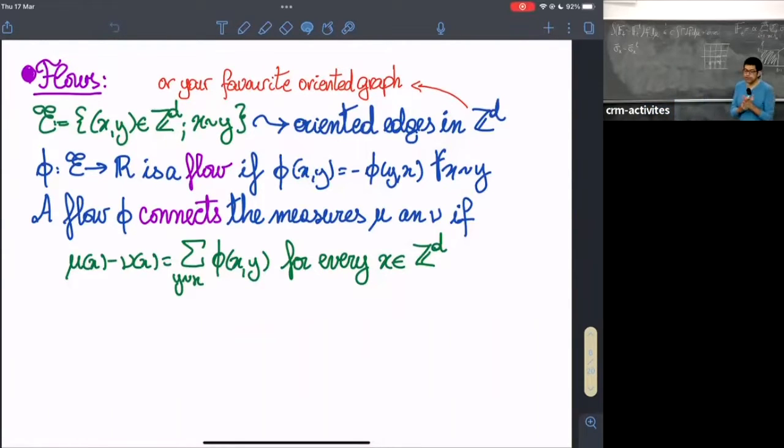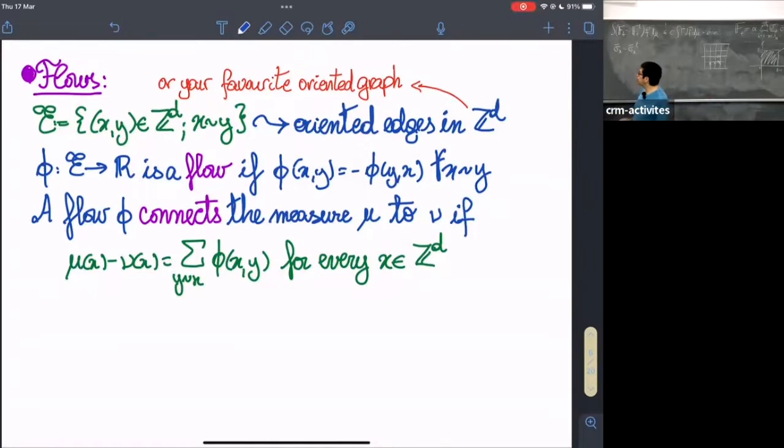Okay, so this is the definition of what I'm going to call a flow. For example, what people call a conservative flow is one where you go around and get zero. And now I'm going to say that a flow connects the measures mu and nu. Let me see, maybe I should write this in another way, because it's not exactly commutative: if a flow connects mu to nu, then minus the flow connects nu to mu. Okay, so a flow connects the measure mu to nu if this happens.